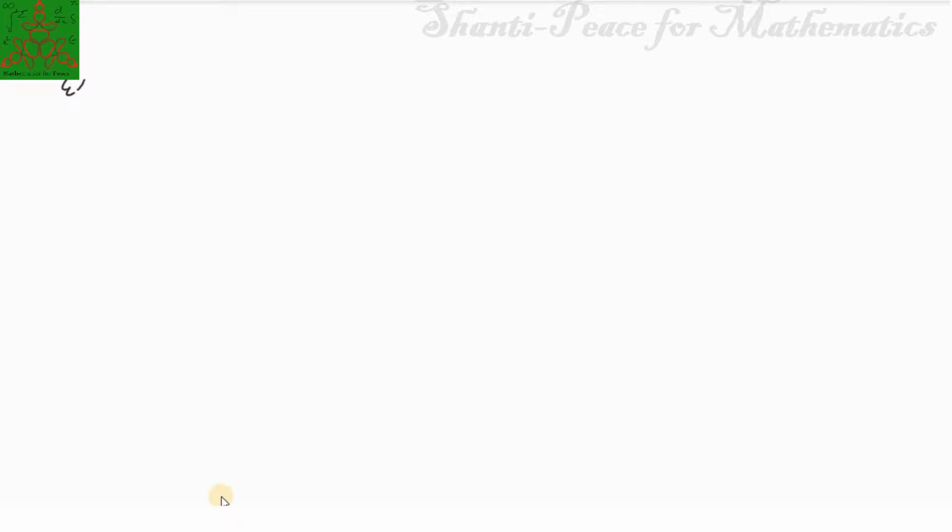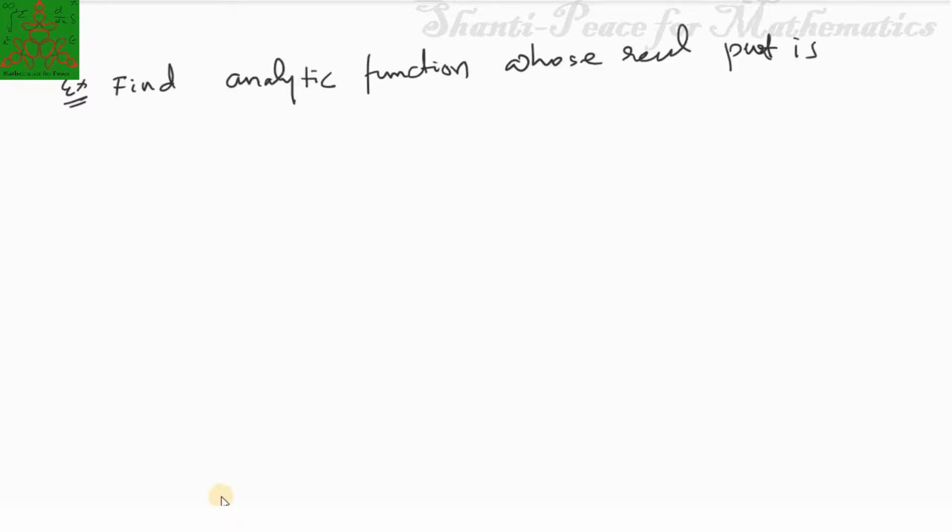The problem is: find the analytic function whose real part is u of x, y equal to 2xy plus 2x. So the question is to find out what is the imaginary part of this function. That means we need to find out the harmonic conjugate of the given function u. If you consider your function f, it is of the form u plus iv, and given that this function is analytic, the CR equations have to be satisfied.